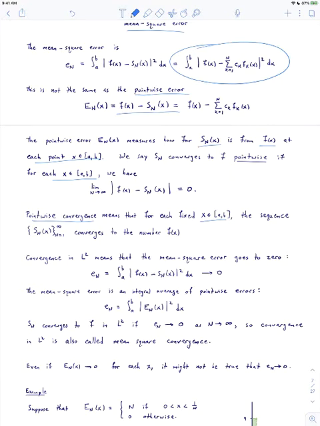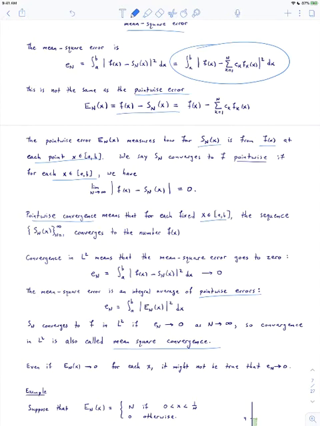Convergence in L2 is a little bit more sophisticated, a little bit more subtle, because what that means is that the mean square error goes to 0. The mean square error is an integral average of the pointwise errors. You look at the pointwise error squared and then you integrate it. Integrals have a way of averaging things out, so that's why it's called the mean square error. So Sn converges to f in L2 if the mean square error goes to 0 as n goes to infinity. Convergence in L2 is also called mean square convergence. Your book usually calls it mean square convergence. I'll call it that, and I'll call it L2 convergence.